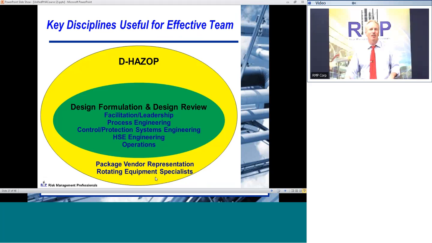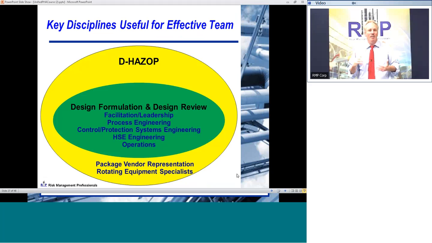It's really all about resources and effective utilization. The classic design formulation and design review activities involve somebody who's leading the team. It usually involves a team, with representatives from process engineering, control and protection systems engineering, health and safety, and also operations.